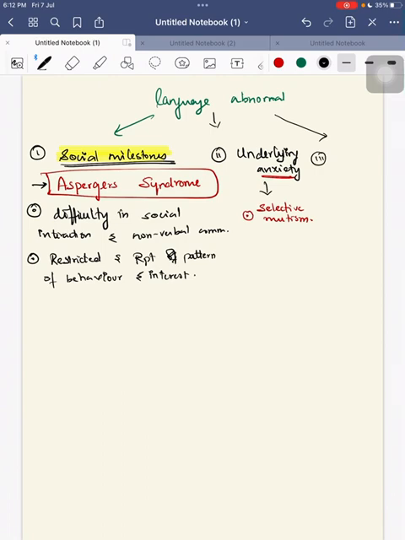Third, whether the child is having difficulty in pronouncing a particular syllable. So whether the child is having difficulty in pronouncing syllables, the child can have some phonological disorder.